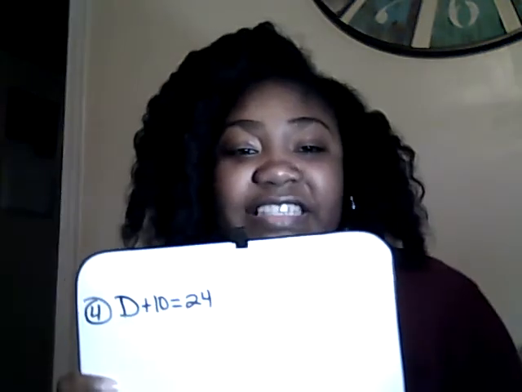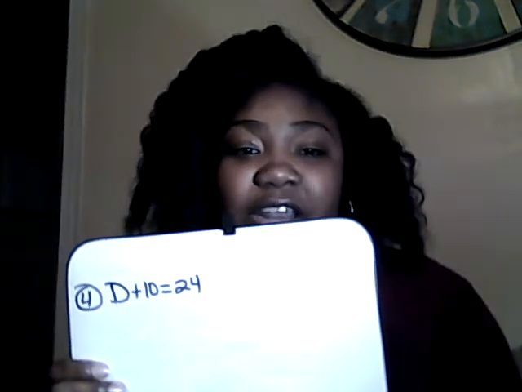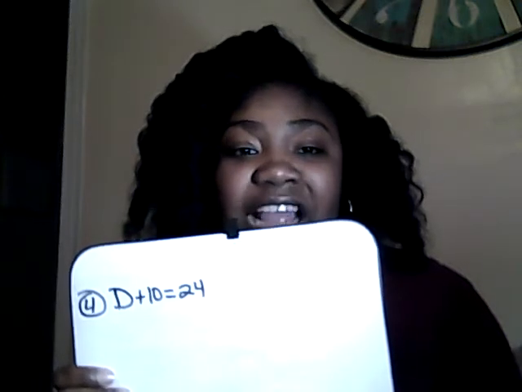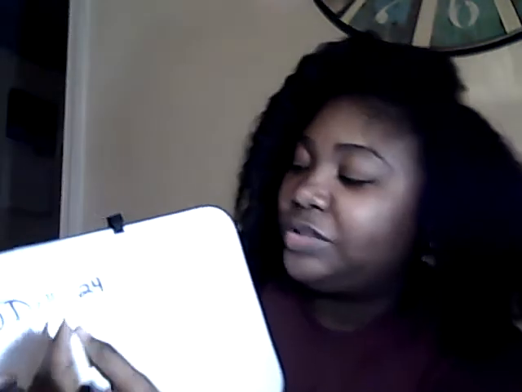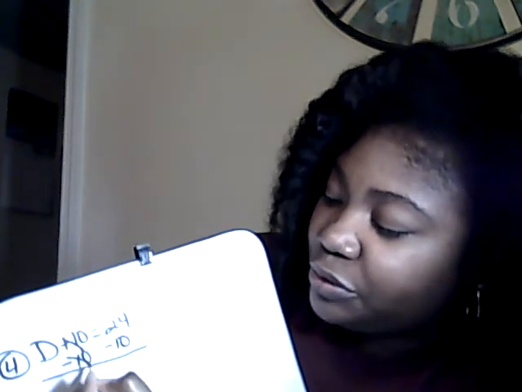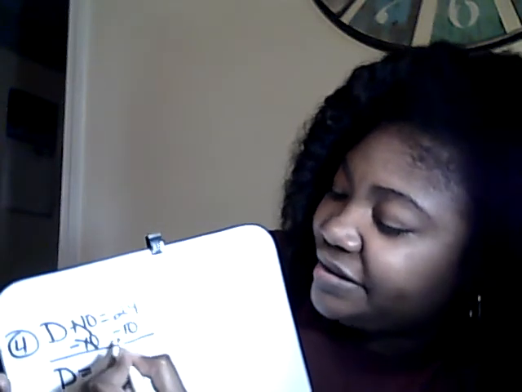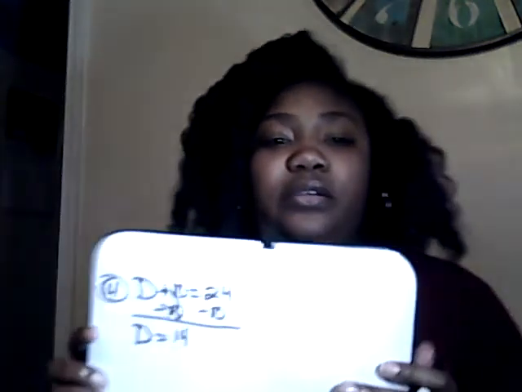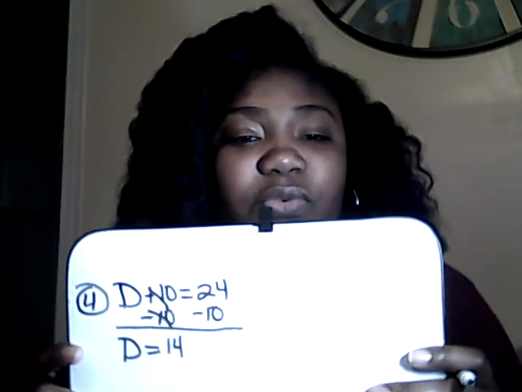Alright, so D plus 10 equals 24. D plus 10 equals 24. So I'm going to subtract the 10 and take my 10 over to the other side. But in order for me to do that, I have to change the sign. So it's positive 10 now. I have to subtract 10 on both sides. So negative 10 over here and negative 10 over here. Alright, I'm going to go ahead and cancel those two numbers out. Bring down everything else that is left. And 24 minus 10 is 14. D equals 14. Okay.